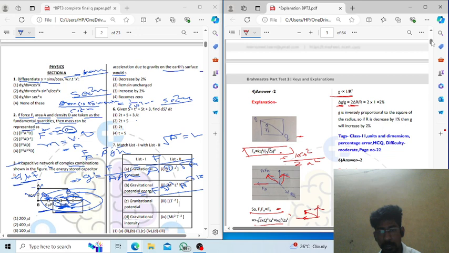Therefore the error of r should be multiplied by 2 only. So the total error in g will be 2%, as g is inversely proportional to r². So if g increases, r will decrease. If g decreases, r will increase. In the question it has been given that r is decreased, so therefore g will increase only, as there is an inversely proportional relation. Next question, it is from basic mathematics.